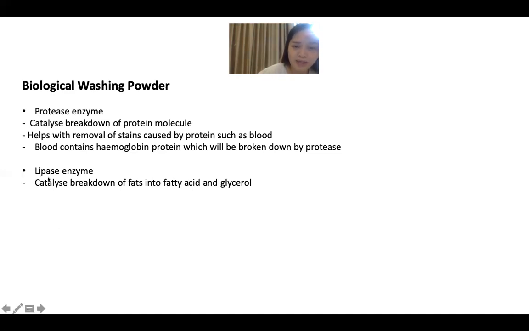Lipase is the one that breaks down fats, so it is especially useful if you're, let's say, cooking and all the oil grease just sticks onto your clothes. So the lipase enzyme breaks down the fat into fatty acid and glycerol. The main point is to make it very small and soluble so that it just goes away together with the water and your clothes will be clean.